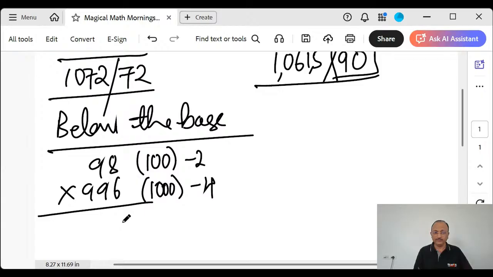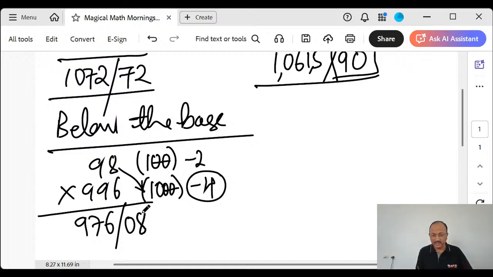So what we should do? We'll cancel the common zeros. And smaller number we will consider 98 into 10, that is 980. But what we are going to do here? Minus 4, correct? No? 980 minus 4 is how much? 976 we are going to write. And the right hand side is minus 4 into minus 2 is plus 8. But how many zeros we cancelled? Two zeros we cancelled. Therefore, two digits should be there. So I'll write 08. 97608 is the answer.